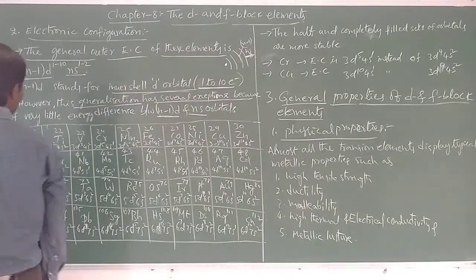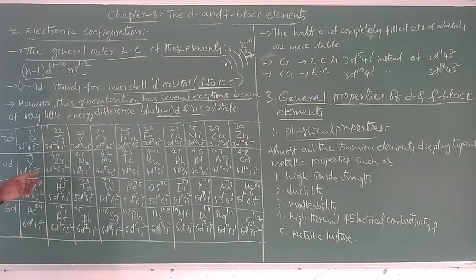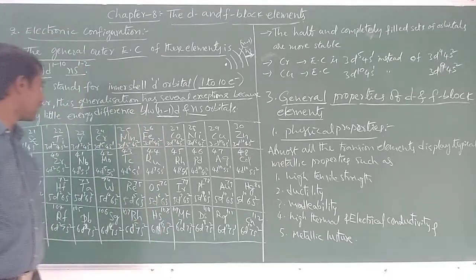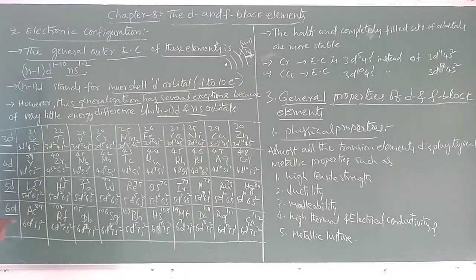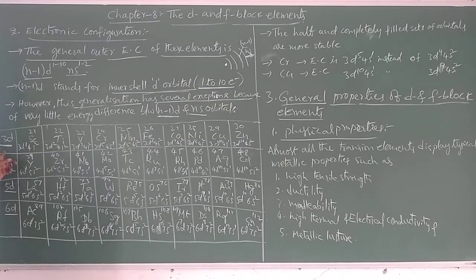So we have to look at the outermost electron configuration of the d block or transition elements. How many series are there? Four series: the 3d series, 4d series, 5d series and 6d series. What is the 3d series? From scandium to zinc; these metals are called 3d series elements.